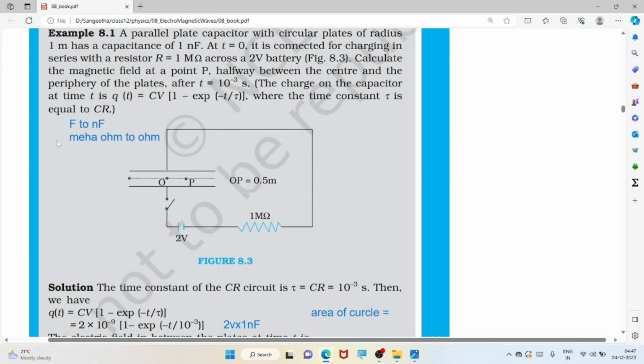So here in this we are converting farad to nanofarad, mega ohms to ohms.